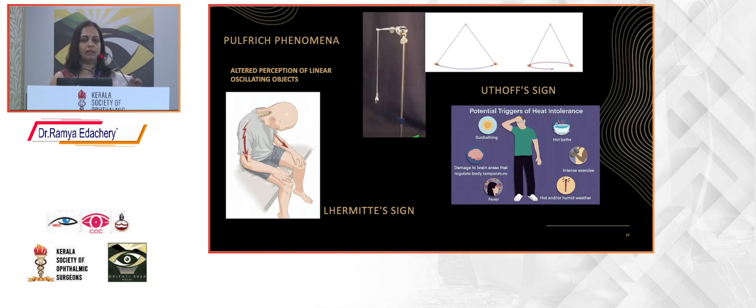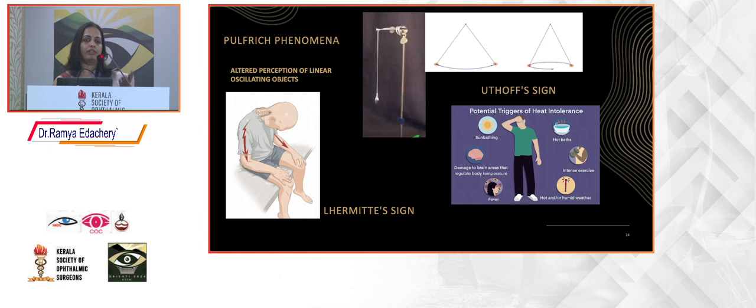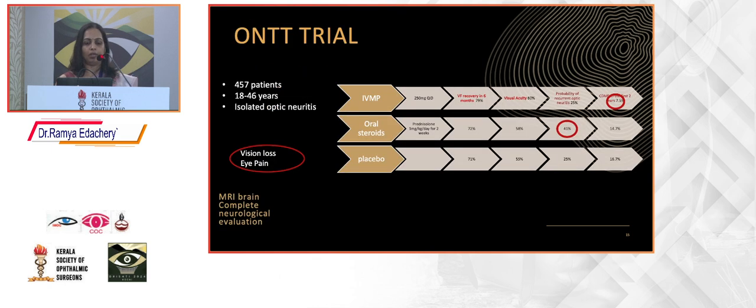Next is Lhermitte's sign. Sudden flexion of the neck causes an electric shock like sensation. And Uthoff's phenomenon: an increase in body temperature leads to a decrease in visual acuity, as there is a deepening of the scotoma. These are more associated with multiple sclerosis than with an isolated optic neuritis.